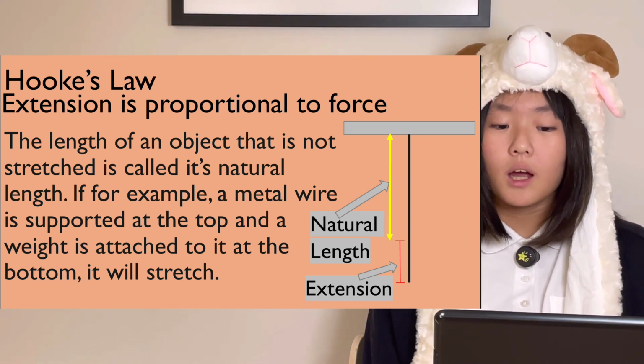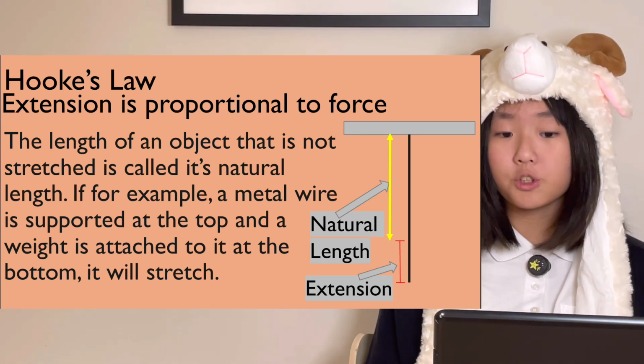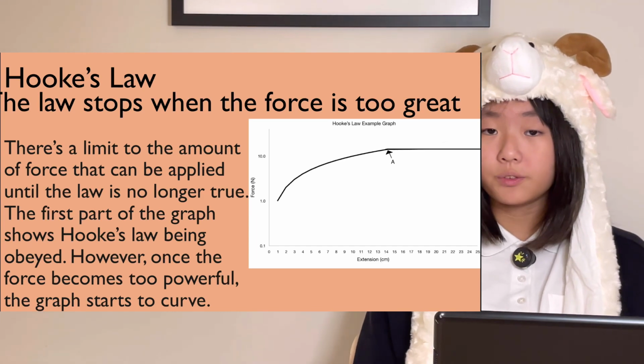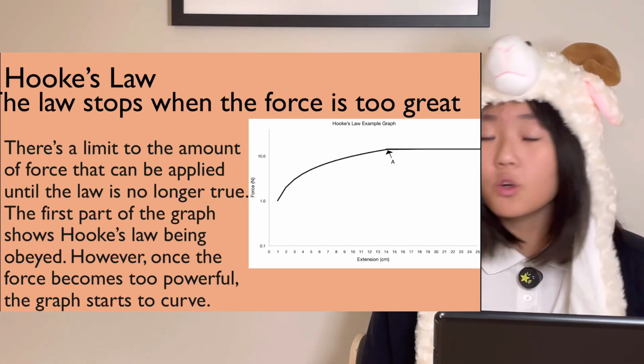For example, if a metal wire is supported at the top and a weight is attached to it at the bottom, it will stretch. The law stops once the force is too great. There's a limit to the amount of force that can be applied until the law is no longer true.